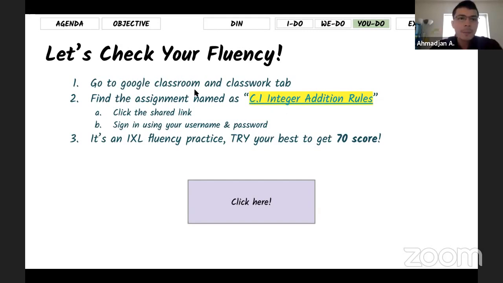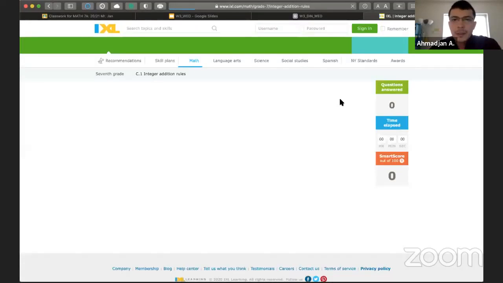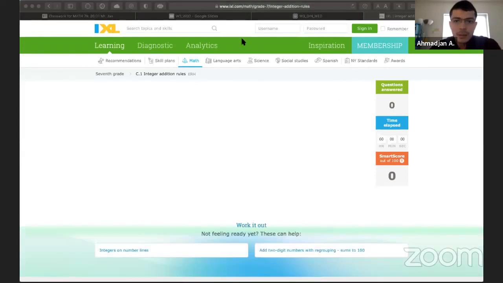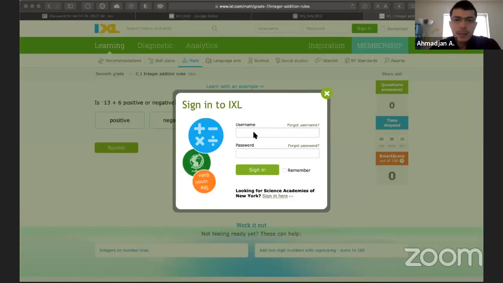A couple examples. You need to go to your Google Classroom and find the classwork tab and find the assignment named IXL C1. I just posted this morning. And your username and password are the same. In case you don't remember, just leave a comment so I can understand that you have a problem signing in. So now let me show you what C1 looks like. Okay, so this is the practice. Let's wait, it's loading. I need to sign in.